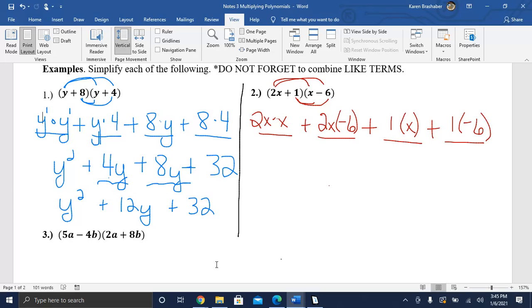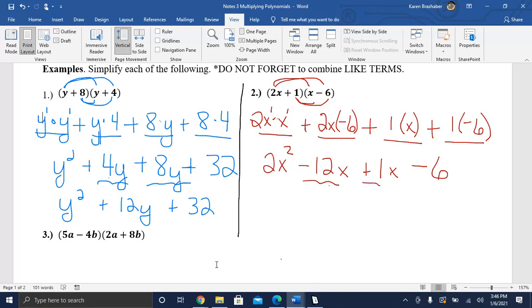And notice that sometimes I write a parentheses to show that I'm multiplying. So 2x times x, I'm going to write the 2, keep the x, and add the exponents. So 2x to the second. And then I'm taking a positive 2 times a negative 6. That will be a negative 12x. Then I'll be taking 1 times x. I can write that just as 1x. And then 1 times negative 6, which I can write as negative 6.